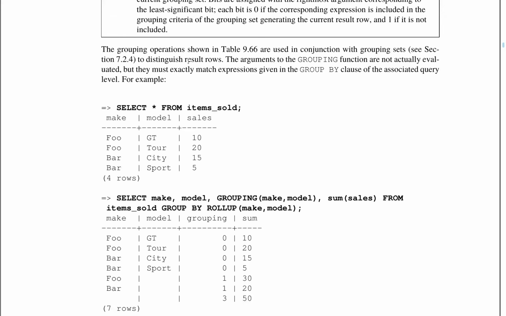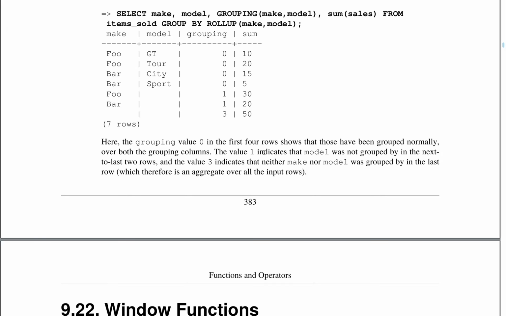Here the grouping value 0 in the first 4 rows shows that those have been grouped normally over both the grouping columns. The value 1 indicates the model was not grouped by in the next to last 2 rows, and the value 3 indicates that neither make nor model was grouped by in the last row, which therefore is an aggregate over all the input rows.